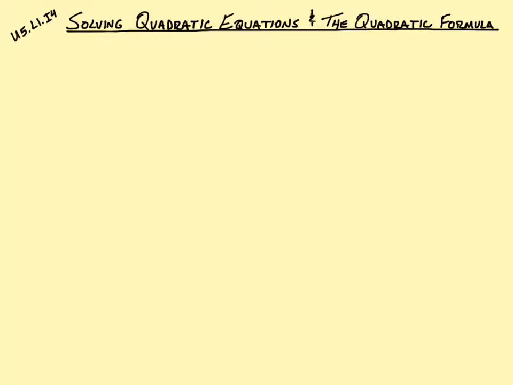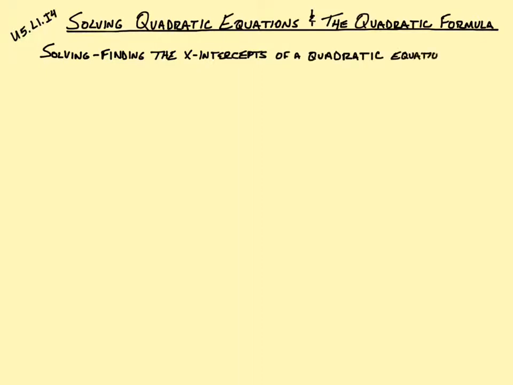Hey everybody, this is the toolkit for Unit 5, Lesson 1, Investigation 1, where we are solving quadratic equations and finding the quadratic formula. First off, what does it mean when we say solving? Well, when we're solving, we're trying to find the x-intercepts of our graph, or of the quadratic equation. All that's doing is just finding the x-intercepts.